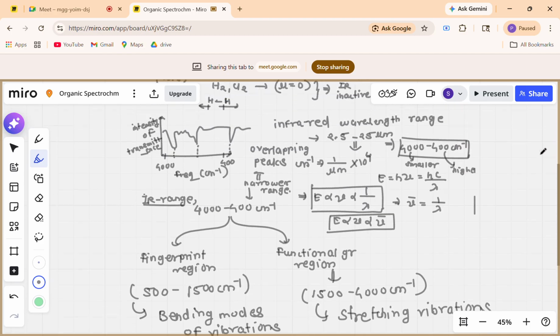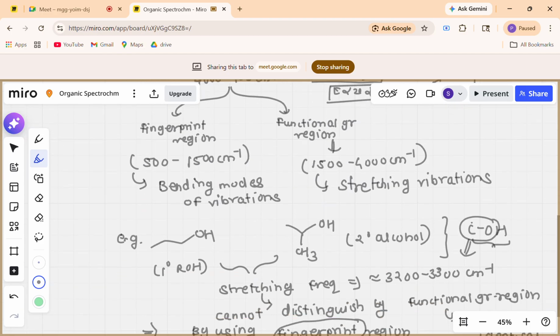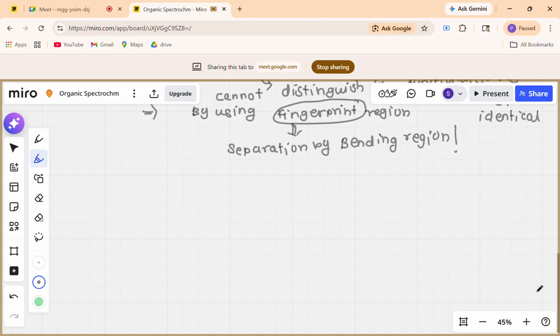Okay, so do you have any doubt till here? Understood? Yes, ma'am. No, for bending vibration, is it how the bond angle changes? Can you repeat? For bending vibration, is it based on the bond angle?